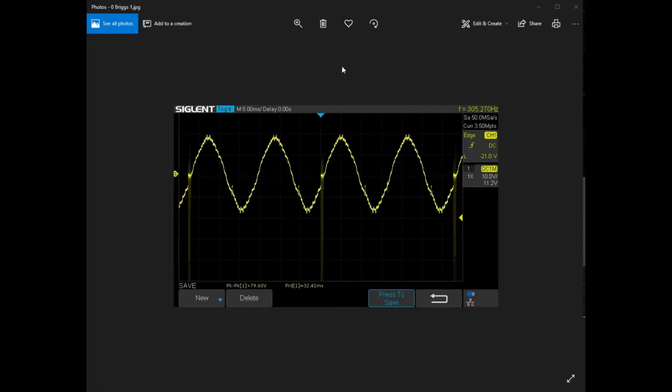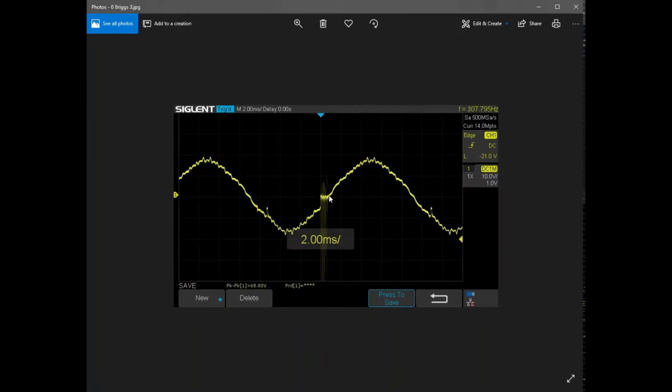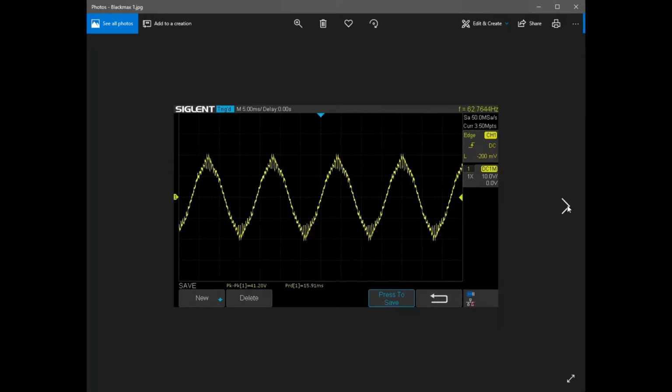So here, I'm just going to go through all the captures that we took, starting with the Briggs and Stratton generator, then going to the BlackMax into the Coleman. And let's just take some first observations, then we'll go back in the end and talk about them a little bit. So this is the Briggs and Stratton, zoomed out a little bit. Zoomed out even more. And this is zoomed in on that obvious defect right there.